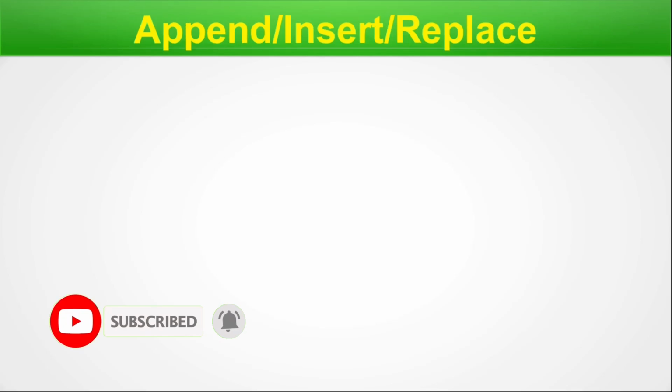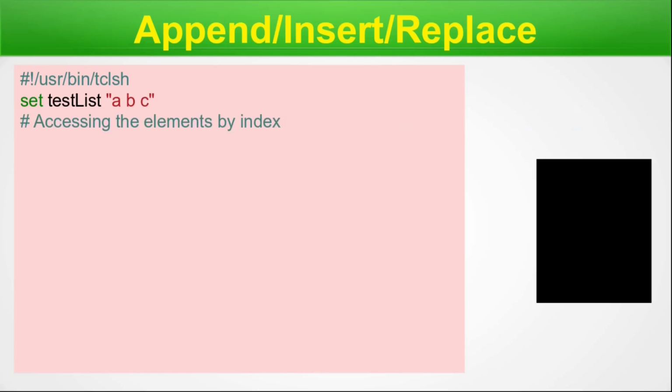Append, insert, and replace. That's all we are talking about in this particular slide. Again, we are here for the manipulation of a list. These are also manipulation tools of a list. Here in the pink box, we are using the code. Black, we are using the output. Here is our first shell command, the first line of the code. We write a test list with the 3 elements A B C, accessing the elements by index. So we are using the lindex command with the test list and the 0. So it will give output A.